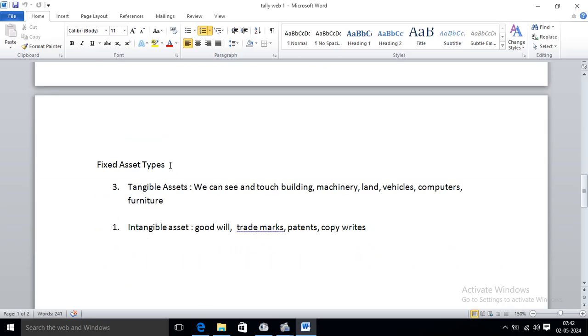Next, fixed asset types. One is tangible asset and another one is intangible asset. Tangible asset means we can see and touch, like a building, machinery, land, vehicles, computers, furniture. Intangible asset means business goodwill, business trademarks, business patents, business copyrights are called intangible assets. These cannot be seen, but they are there as goodwill.